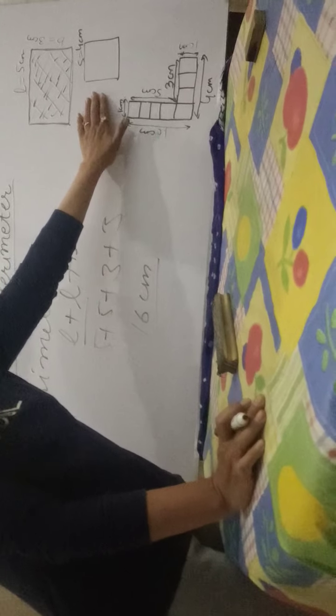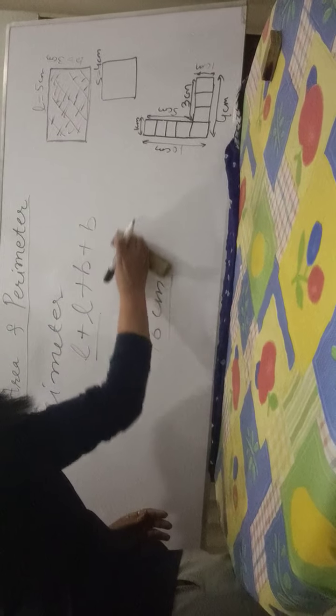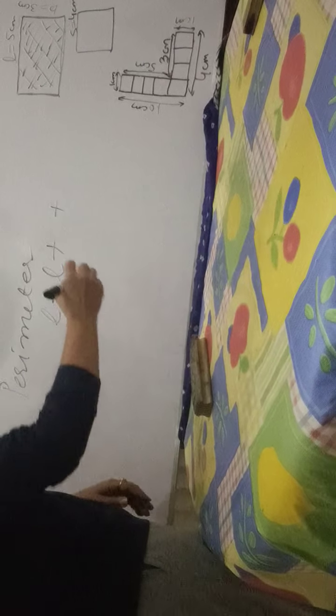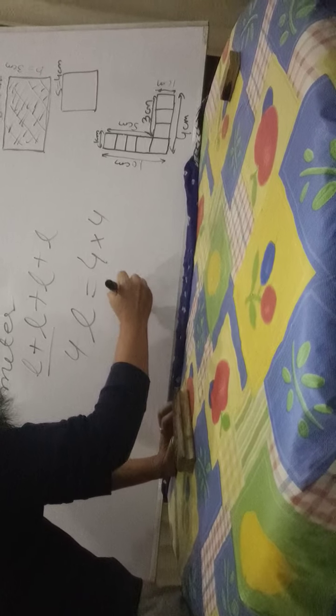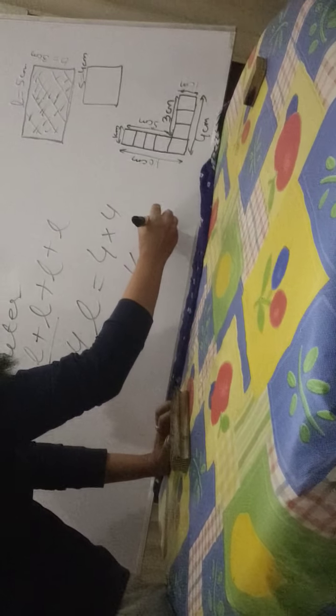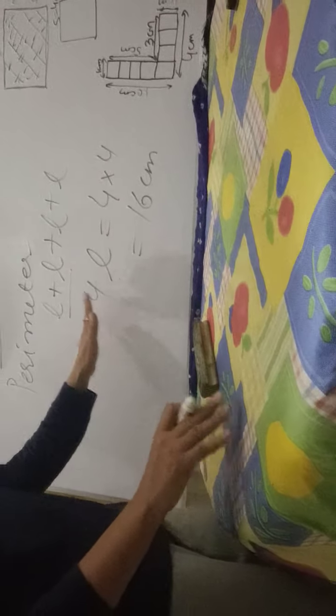Now what is the perimeter of a square figure? Add all the sides. It is very simple. If I say that it doesn't have any breadth, it has only length, so 4 times L, or you can say 4 times the side. What is your S? It is 4. So 4 into 4 is equal to 16 centimeters, which is your answer. I hope you all have understood this.